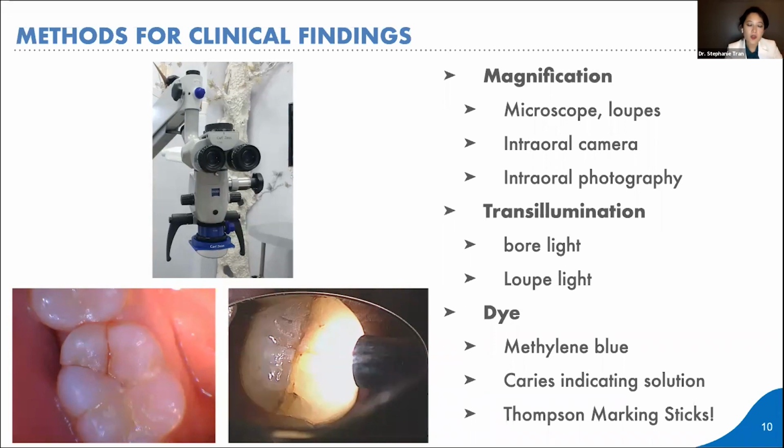Additionally, dyeing the crack is also very helpful to visualize it. In endodontics, we most commonly use methylene blue. The reason for that pigment in particular is because it has very, very tiny pigment molecule sizes, so it helps diagnose very small cracks. But caries indicating solution is often used in restorative dentistry and found to be very helpful in diagnosing cracks as well. And if you're in a pinch, even something as simple as a Thompson marking stick, like the little wooden sticks with the dye at the tip for dentures, even that is helpful, because what you're doing is trying to get the dye to go into the crack to help visualize it.